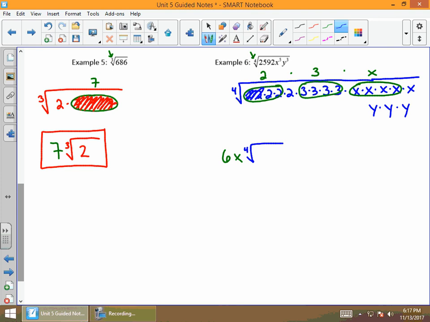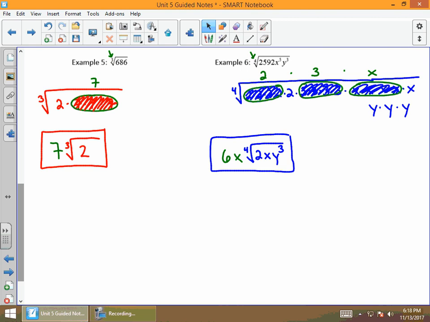So all of these 2's are gone. All of these 3's are gone. All of these x's are gone. What am I left with? 2 times x times y times y times y. That is going to be 2xy cubed. So my final answer on a really challenging problem is 6x fourth root of 2xy cubed.